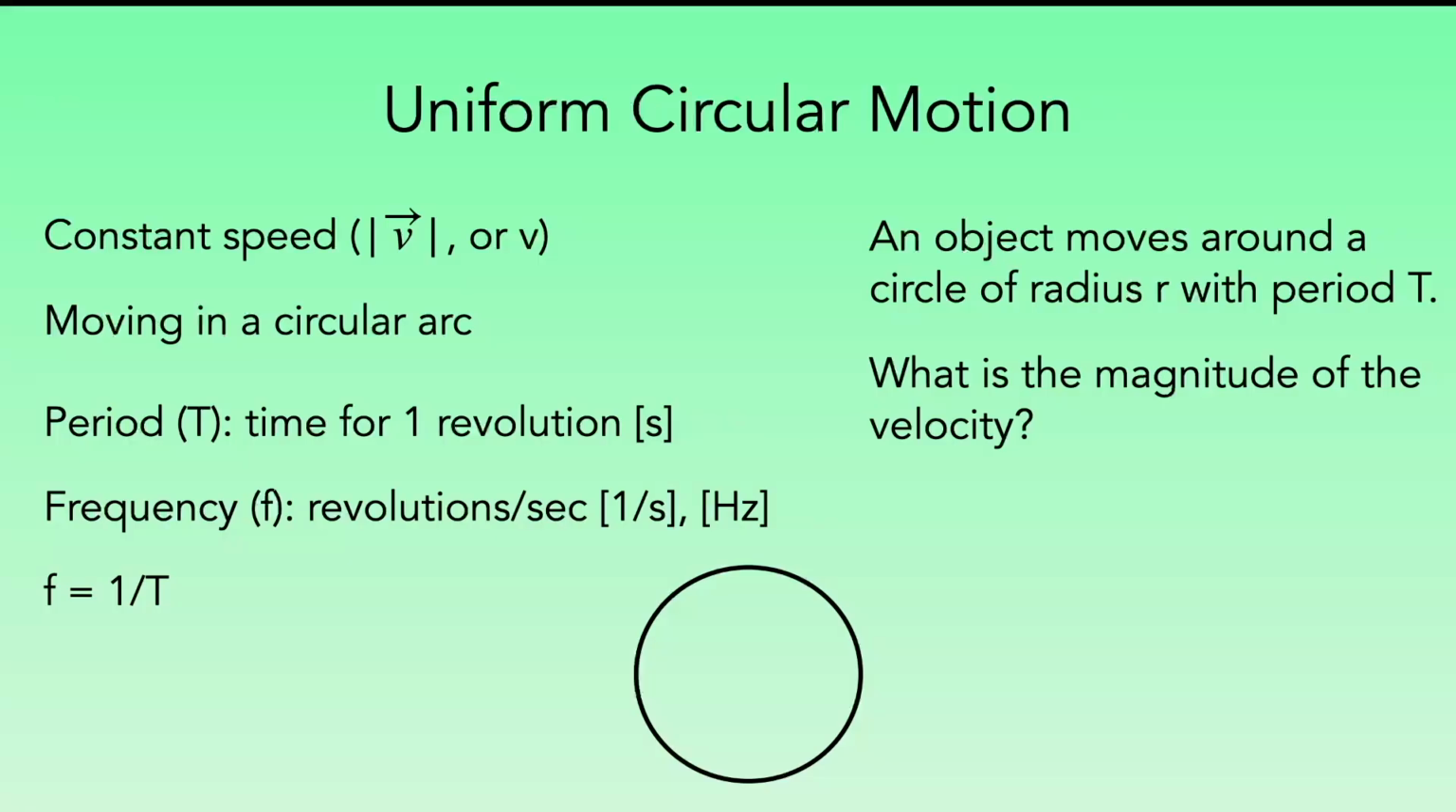The way we do this is, if we know the time it takes to get around, that's how long it takes to go one full circumference. So if we have r, we can find the circumference, 2 pi r, that's how far it goes. The time is the period. So the magnitude of the velocity is 2 pi r over the period. I'm putting that in there because you use that quite a bit.